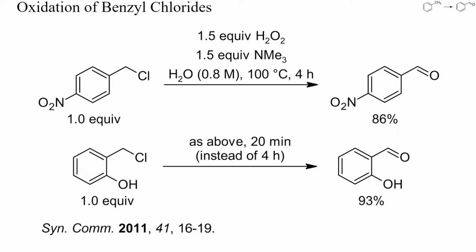Amine oxides can also be generated directly in the reaction mixture from a tertiary amine and hydrogen peroxide, as in these two examples.